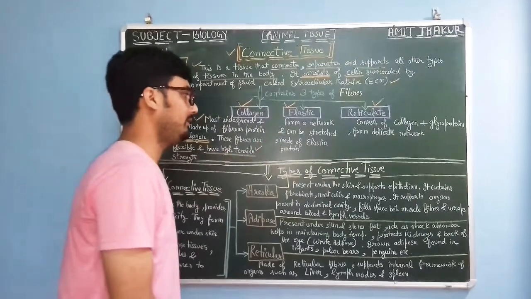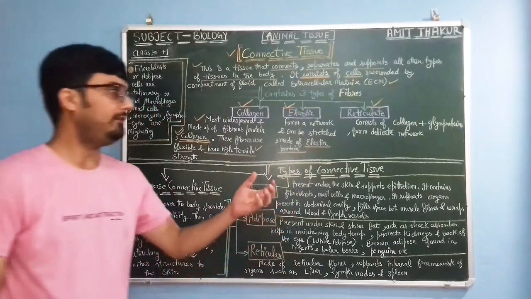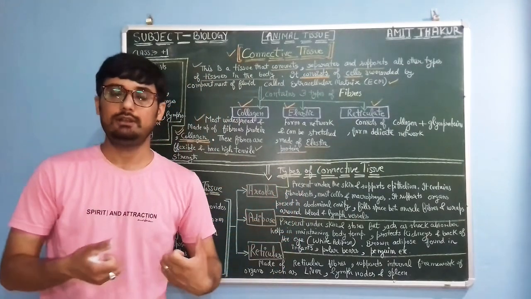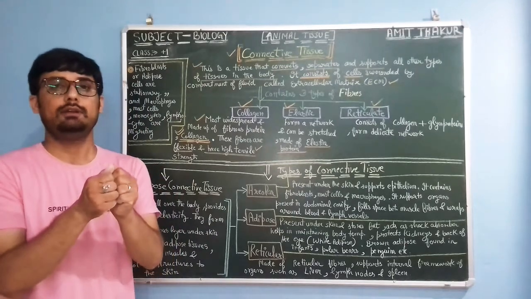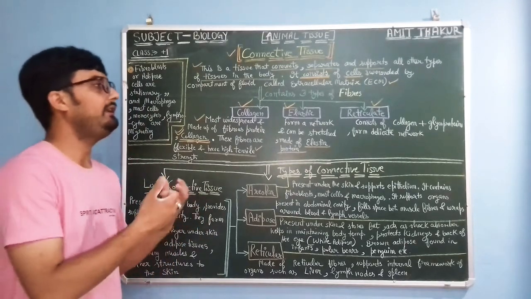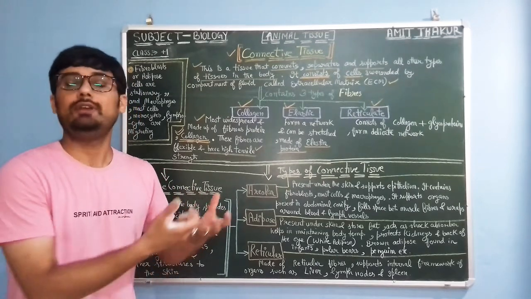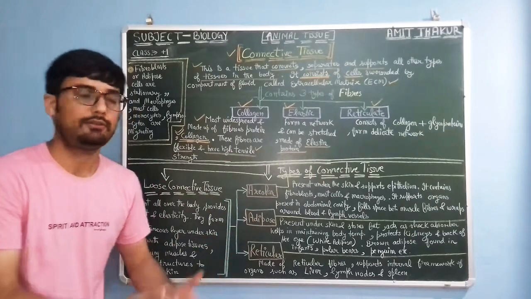Then the elastic fiber is made up of elastin proteins. They form a network and can be stretched like rubber. ये स्ट्रेच की जा सकती है क्योंकि इनमें फ्लेक्सिबिलिटी बहुत ज़्यादा रहेगी. That means it allows our body to perform various movements.